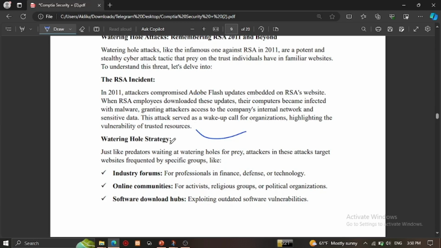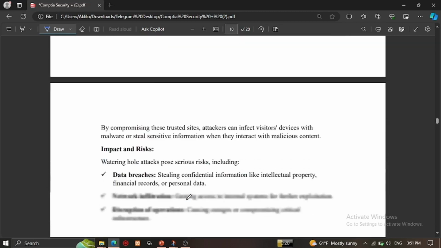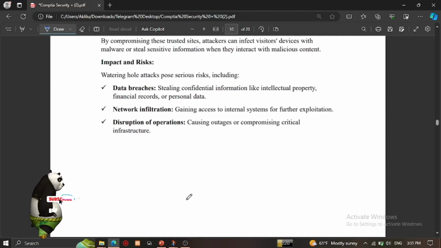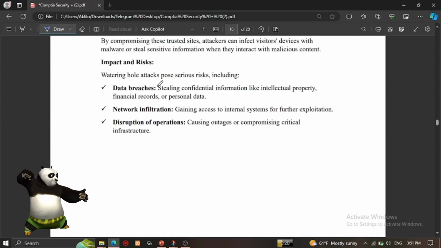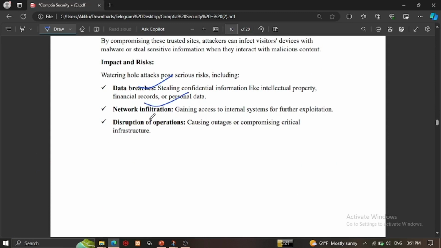So watering hole strategy, just like predator waiting at watering hole to prey, attacker targets website frequently visited by specific group like industry forums, online communities, and the software download hubs. So what are the impacts of watering hole attack? It leads to data breach, network infiltration, and disruption of the operation. So this will be resulted.